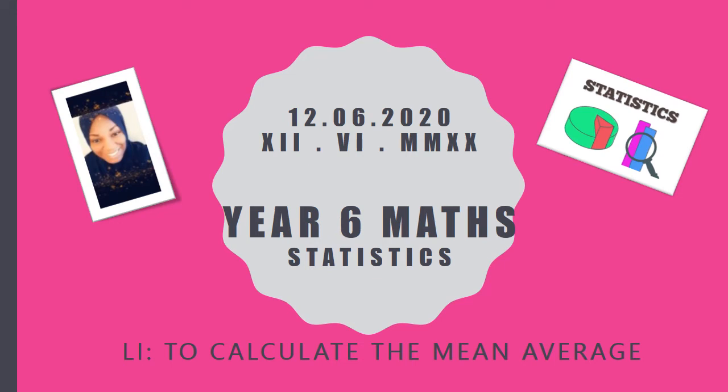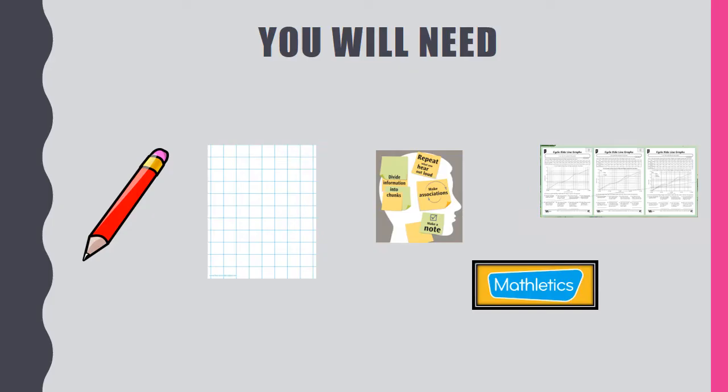Morning, Year 6. Today is the 12th of June 2020 and today we're going to be calculating the mean average. So can you write down today's date, the date in Roman numerals and our learning intention. And once you've done that, we shall begin. For today's lesson you will need your pencil, paper, thinking hats, the worksheet that was emailed to you this morning, and if you would like to do some extra work, you'd also need your mathematics login.